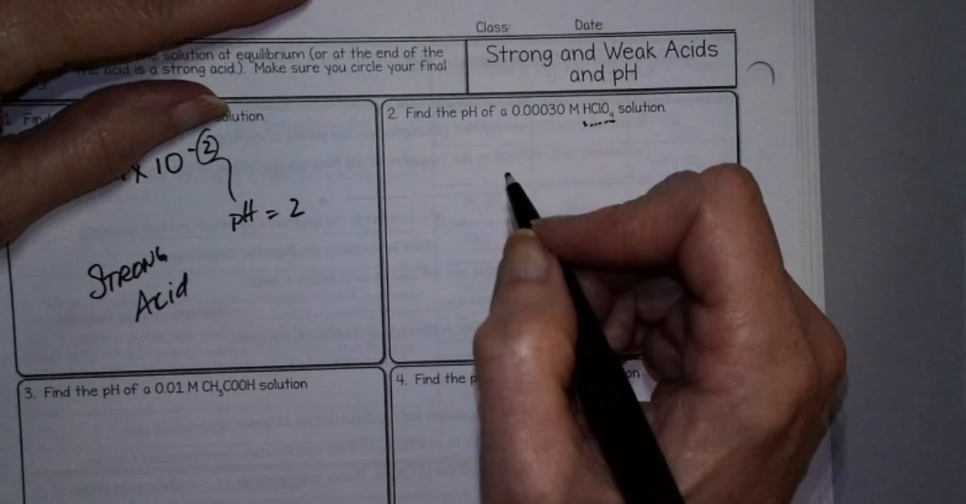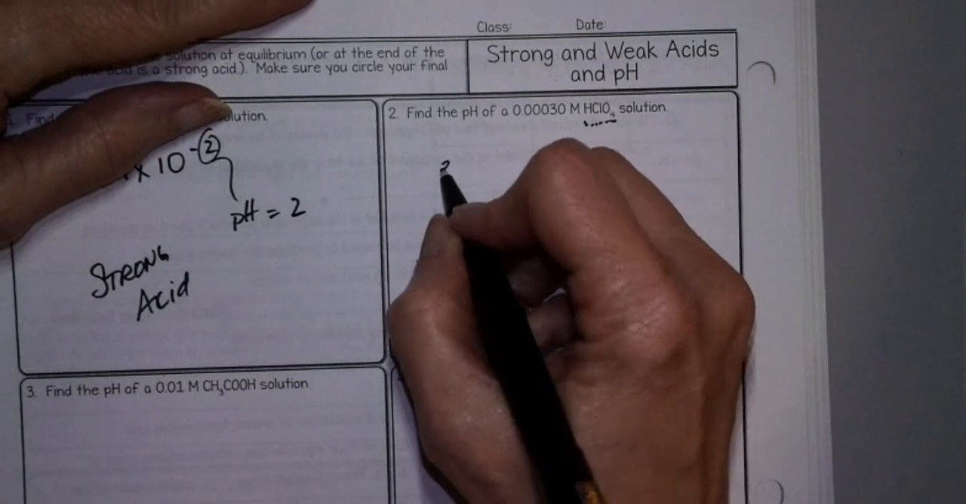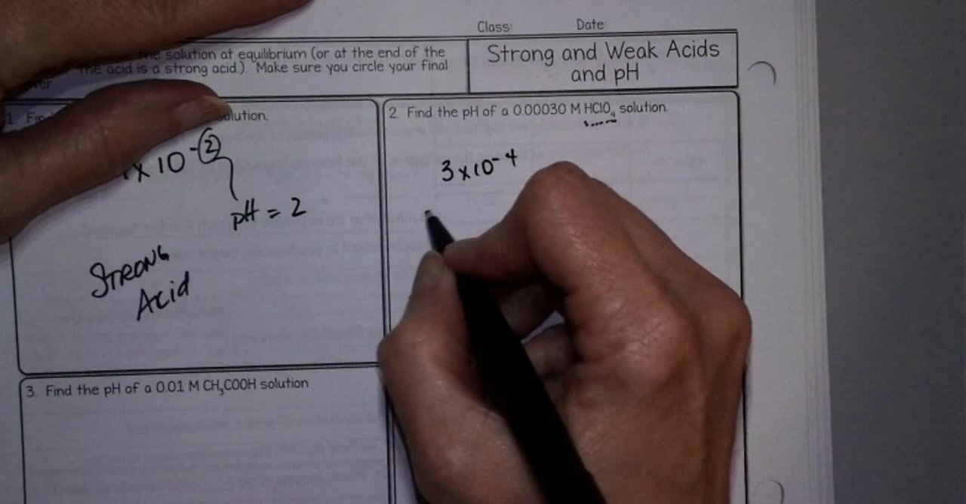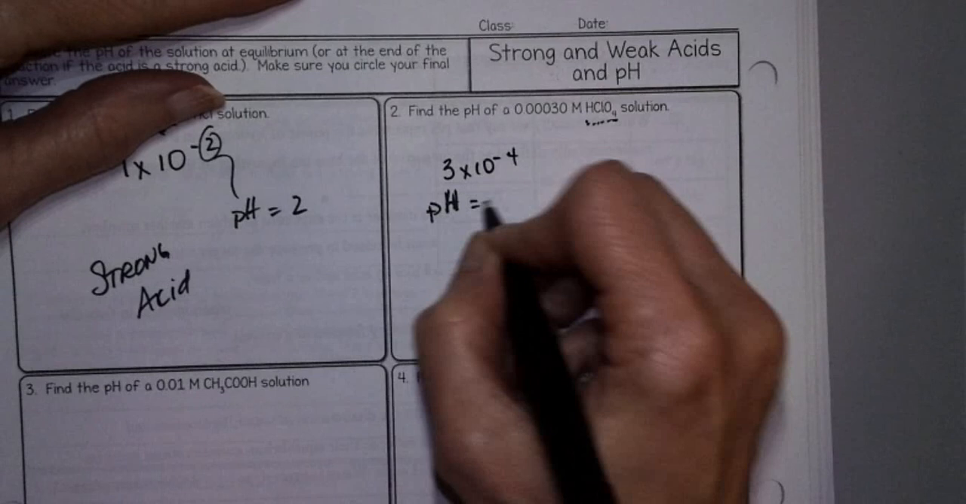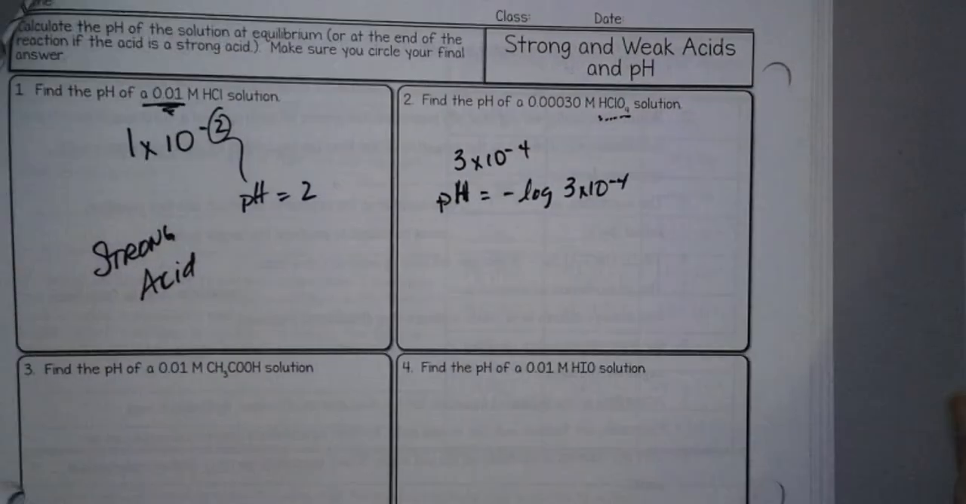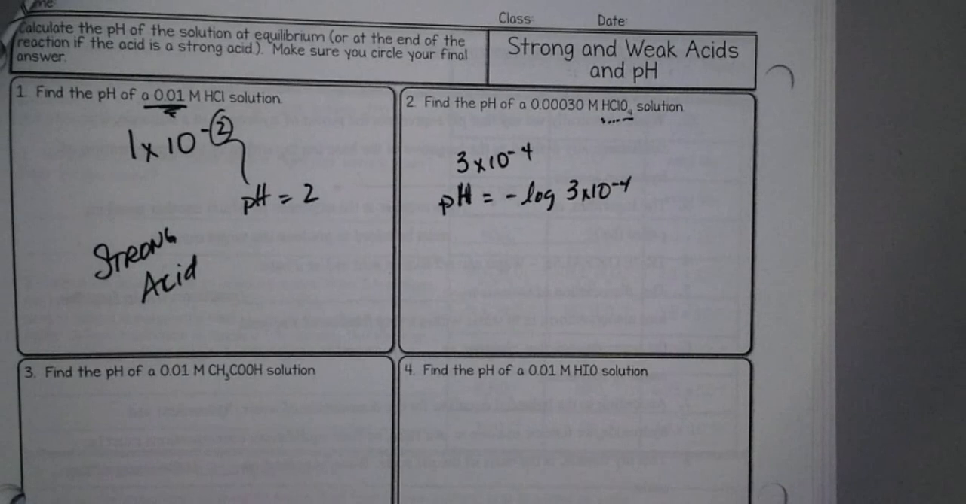So we need the negative log. pH is the negative log of that 3 times 10 to the negative 4. Pop it into your calculator. And so what's your pH? It should be somewhere around 4, shouldn't it? Yeah? And it is close to that, 3.5 something.